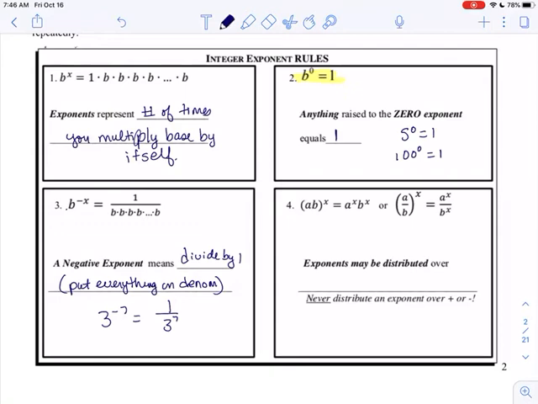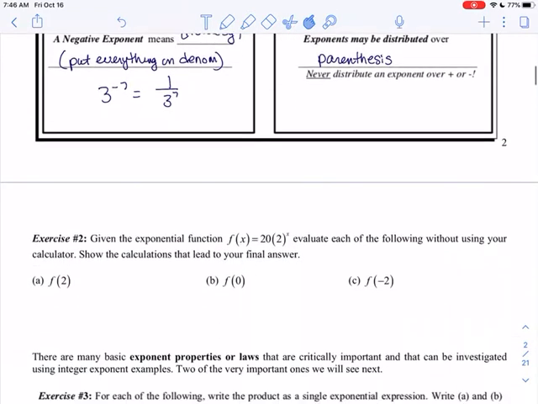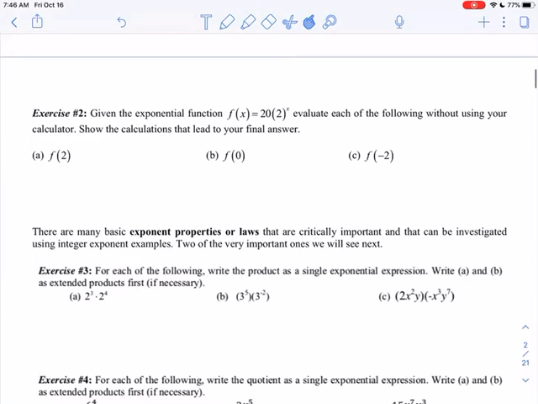And the last rule I have here is ab to the x is a to the x, b to the x. And the same thing holds true for division. If I have a divided by b to the x, that exponent gets distributed over the parentheses. This would not be true if I had addition or subtraction, but for multiplication and division, that exponent gets distributed over the parentheses. All right, we're just going to try some problems.